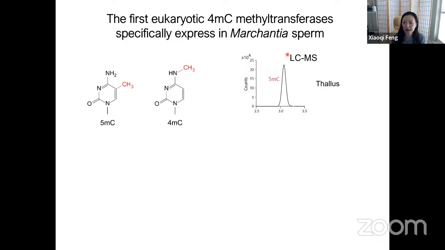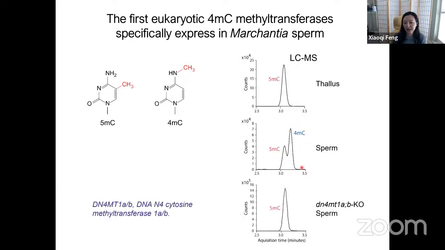Here you can see that there is a nice 5mC peak from the thallus DNA. A thallus is a leaf-like tissue in Marchantia. And in the sperm, you can see there is another substantial peak of 4mC in addition to the 5mC. And in the sperm from the double knockout mutants of the methyltransferases, the 4mC peak disappeared, demonstrating that these enzymes are really catalyzing 4mC in the sperm. So we named these enzymes DN4MT1A and B, standing for DNA N4 cytosine methyltransferase 1.